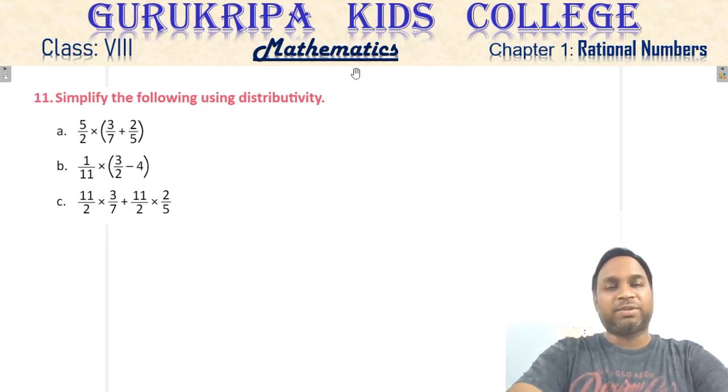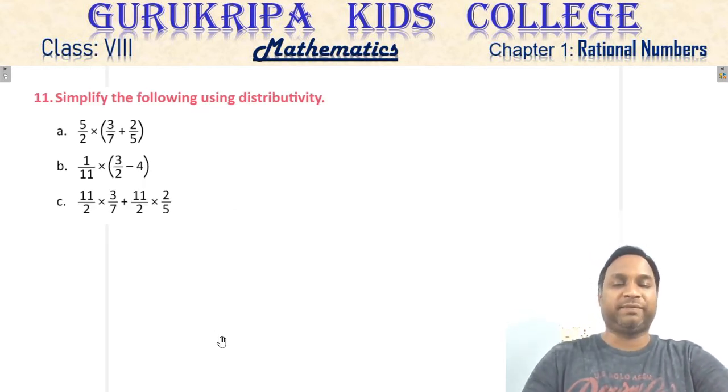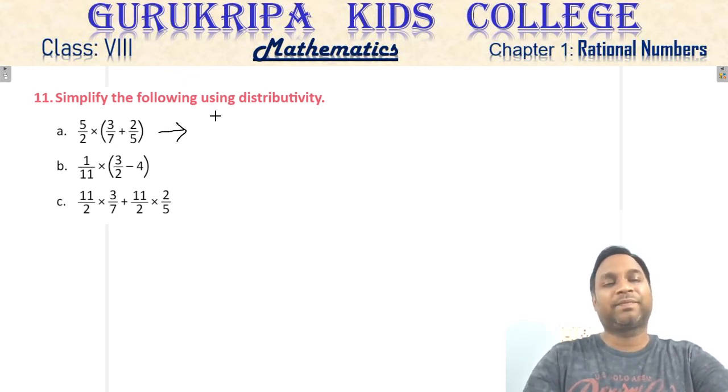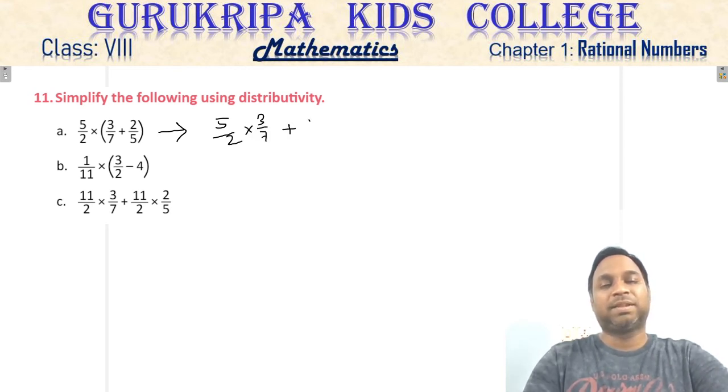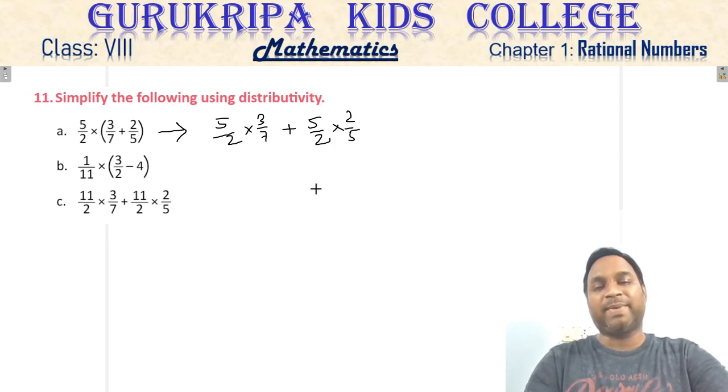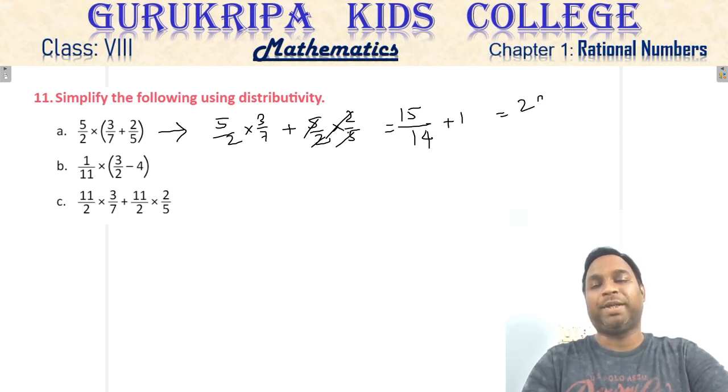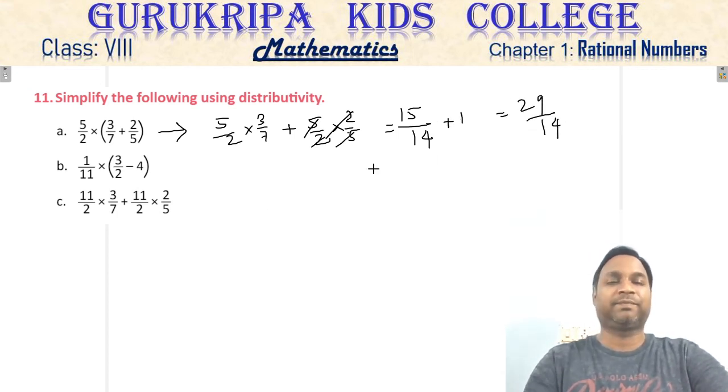Question number 10. Simplify using distributive. What will happen here? 5 divided by 2 into 3 divided by 7 plus 5 divided by 2 into 2 divided by 5. See, the work becomes simpler here. This will all cancel out. So what do you get? 15 divided by 14 plus 1. That will be 29 divided by 14.